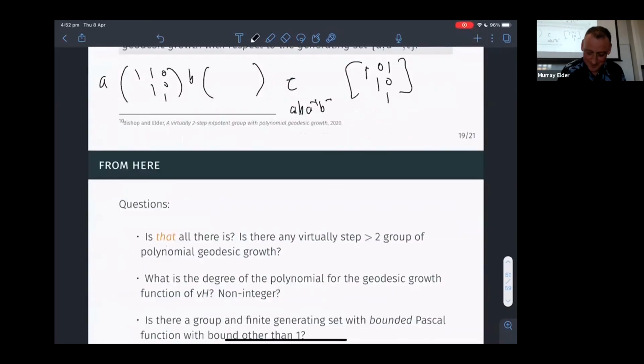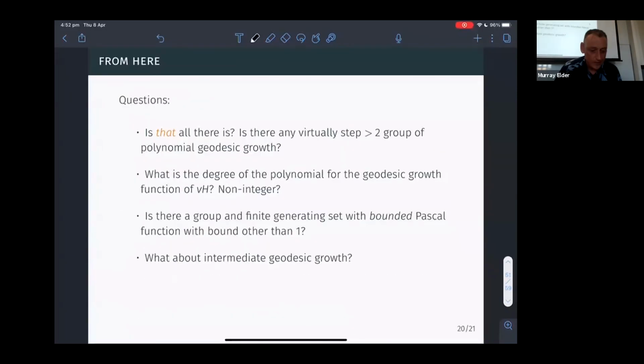But yeah, why should I think that? Okay, sorry, I'm a bit over time. Here are my questions. Is that all there is? Well, I don't know. Can I do anything better than step 2? What's the degree of the polynomial?